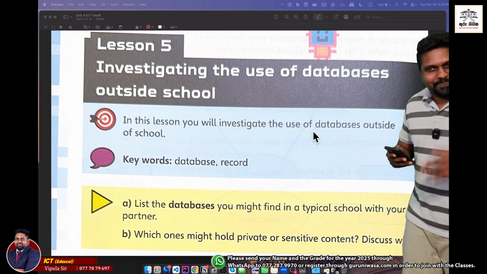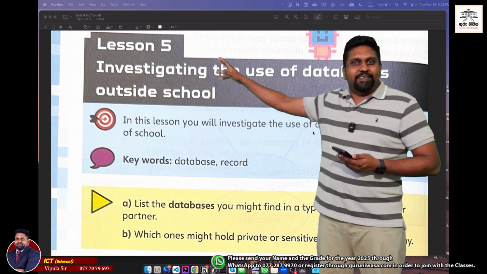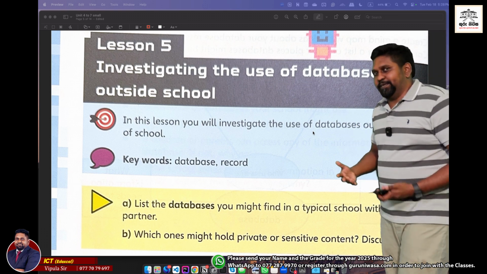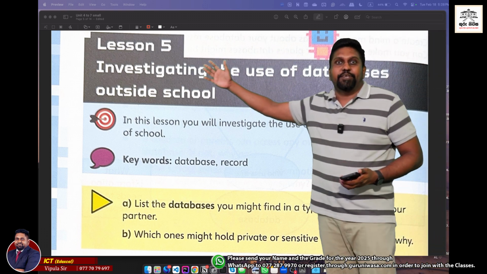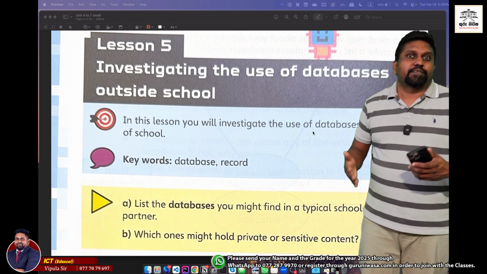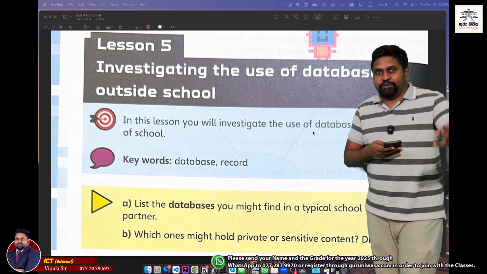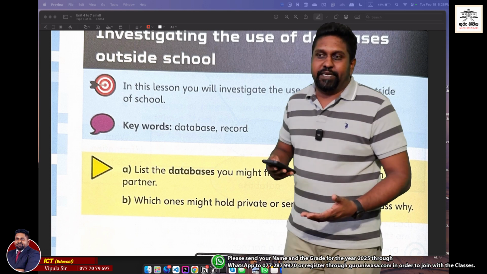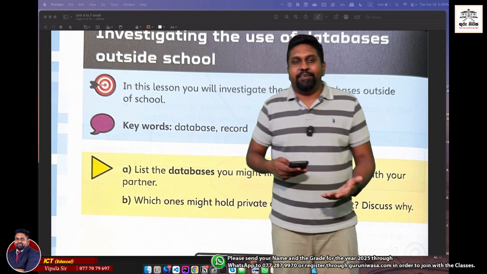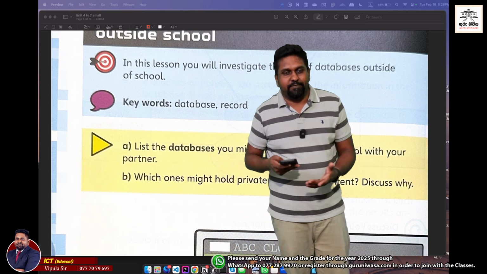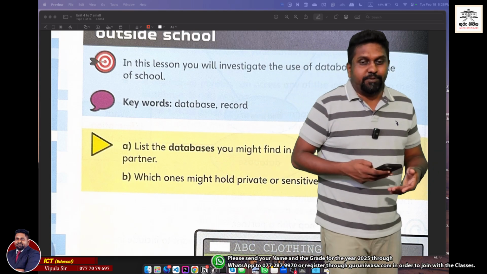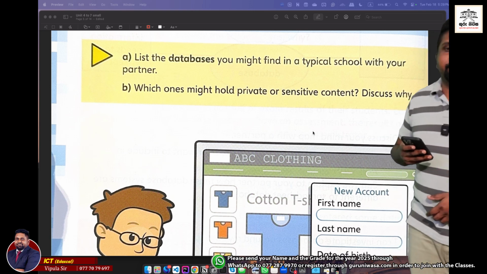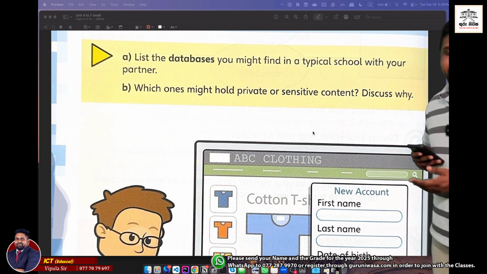So, let's jump in and see. Investigating the use of databases outside school. We will look at what other databases there are which are outside the school system. Now we talked about all the databases which were in the school, where we talked about student lists and inventories and so on and so forth, like different types of data sets when it comes to school. But outside the school, we have a lot of different databases, right?